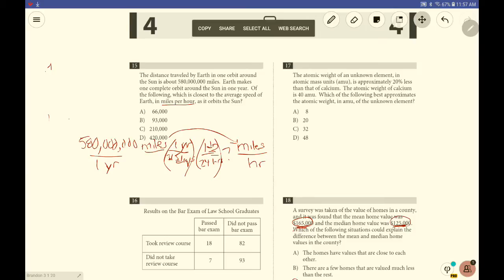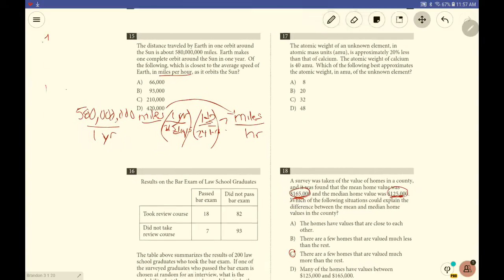So we want miles per hour, number 15. Again, unit conversion. We want miles per hour, and what do we have? We actually have miles per year because it says 580,000 miles in 1 year. So that's miles per year. And then we can just convert years to hours. And then we'll have it.